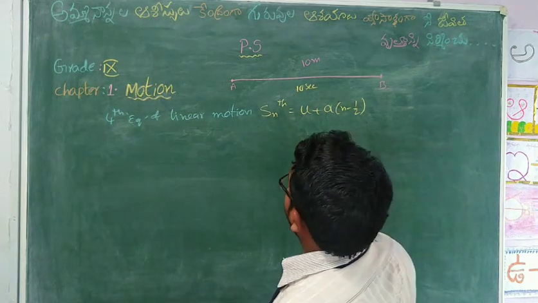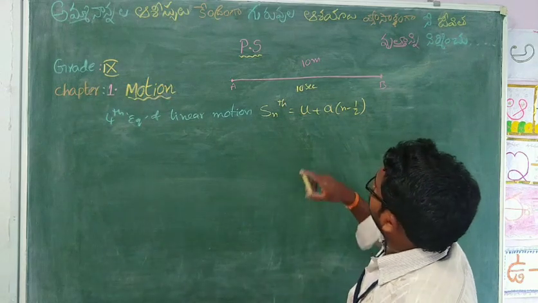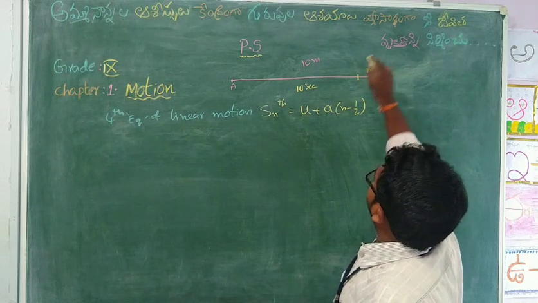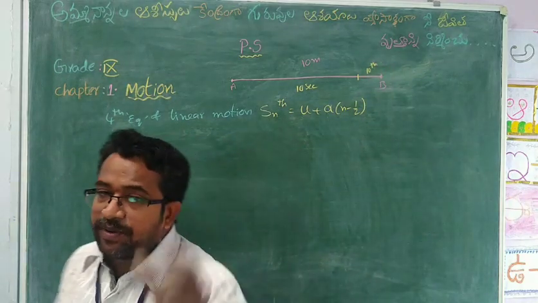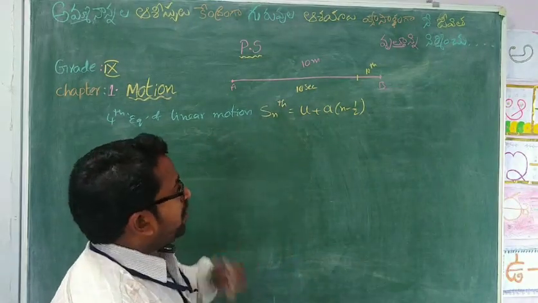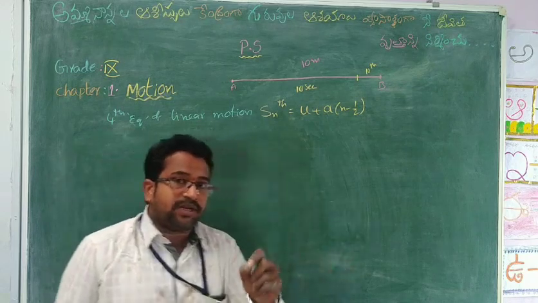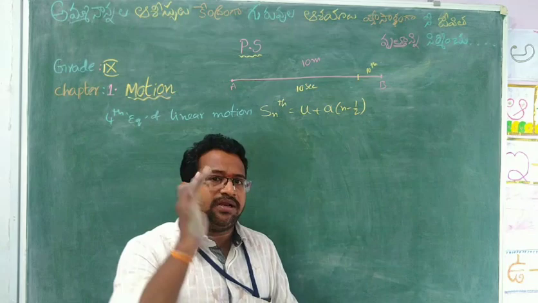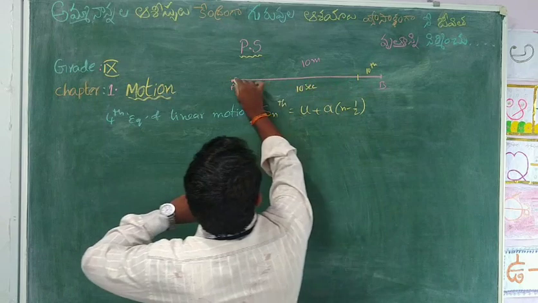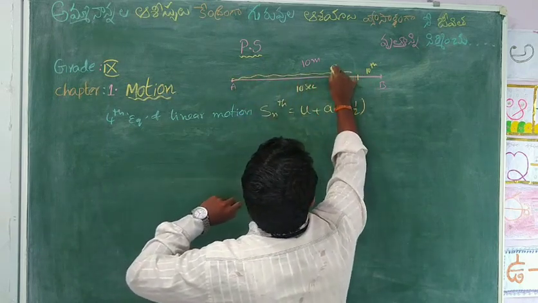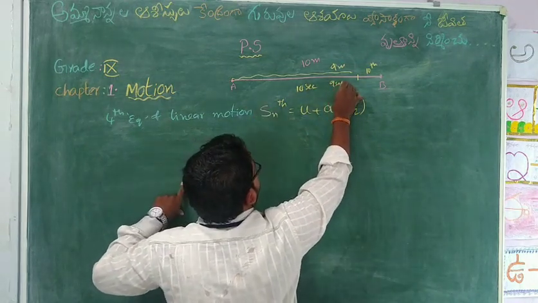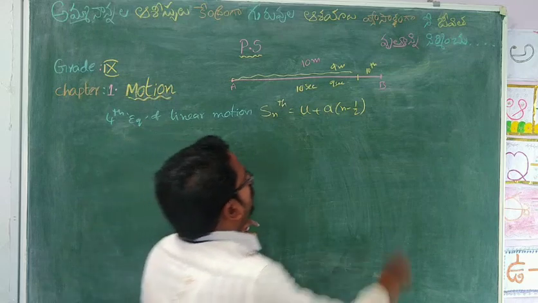Then I want to know its distance covered only in the 10th second. In a particular second, what is the displacement covered by a body? If I want to identify the displacement covered in a particular second, then you have to use this one. For example, up to 9 seconds, from here to here, maybe 9 meters. And it covers 9 seconds. I want only the 10th second.